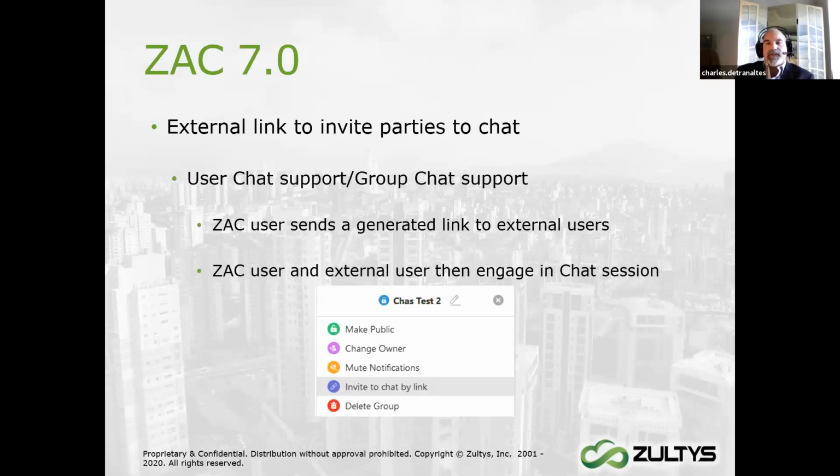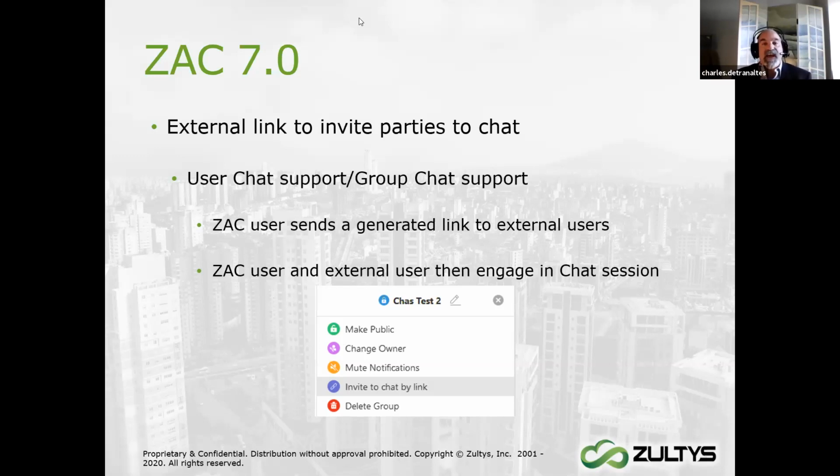Okay, so now let's talk about the pizzazz. And I realize that may be an old school term, but Zultys is all about internal collaboration, as most of you know. We give instant messaging, voice, fax, multiple ways to communicate internally. But as we move forward, and ZAC 7 is kind of the first step in that movement, we want to provide collaboration tools not only to internal users, but we also want to extend them out of the MX system.